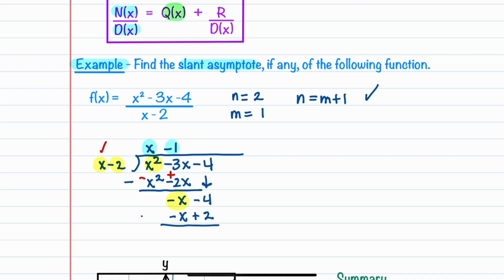Now we're going to subtract it. So our signs are going to change. This is going to be a positive. That's going to be a negative. And we end up with minus 6.